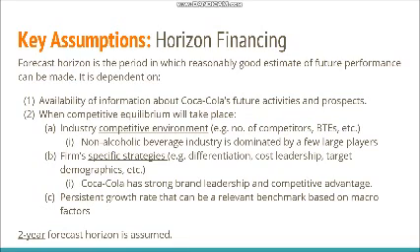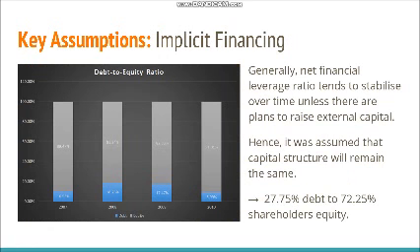So in this case, it is not a volatile industry, so a 2-year forecast horizon is sufficient, which means that we assume that Coca-Cola will reach a steady state of performance by the end of the 2-year period.